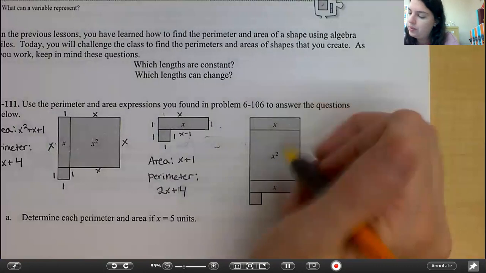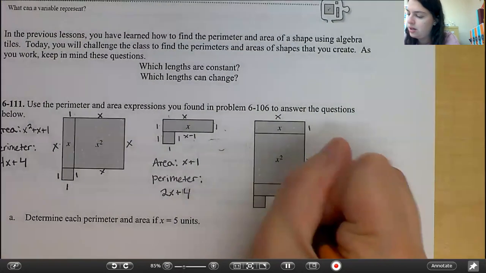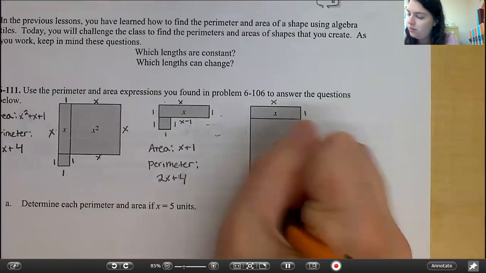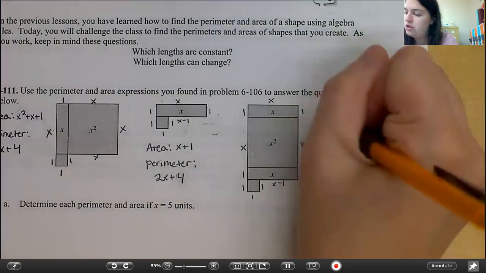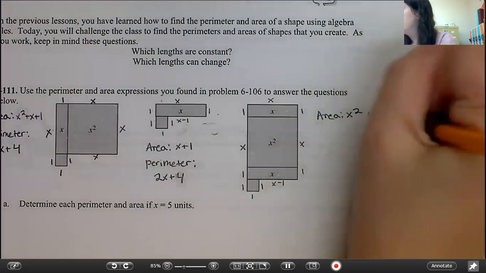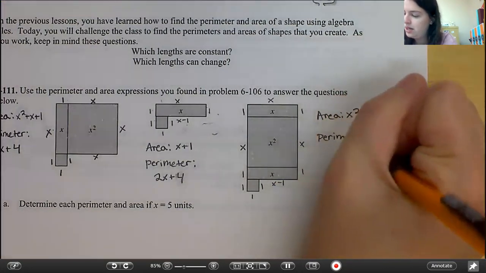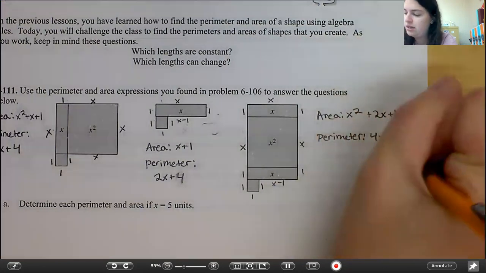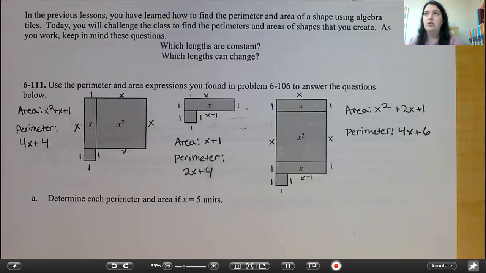So again, over here, labeling our sides, x, 1, x, 1. This side length is x minus 1, 1, 1, 1, 1, x, and 1. When we find the area, it's just the name of the tiles: x squared, we have 2 x's, plus 1. And our perimeter, once you combine like terms, is going to be 4x plus 6. So if you got something incorrect there, please just fix your answer, and then you want to use those ones that I have given you for the following two parts, A and B.